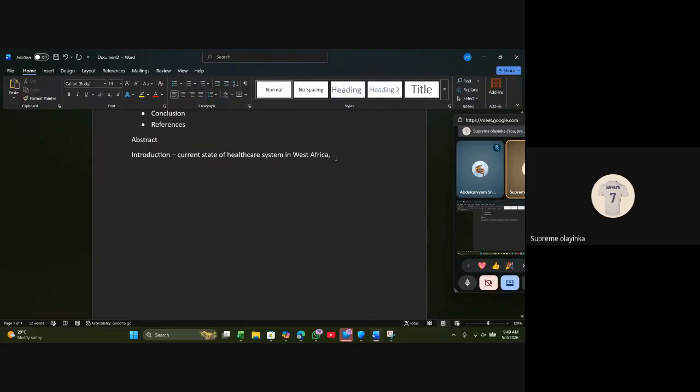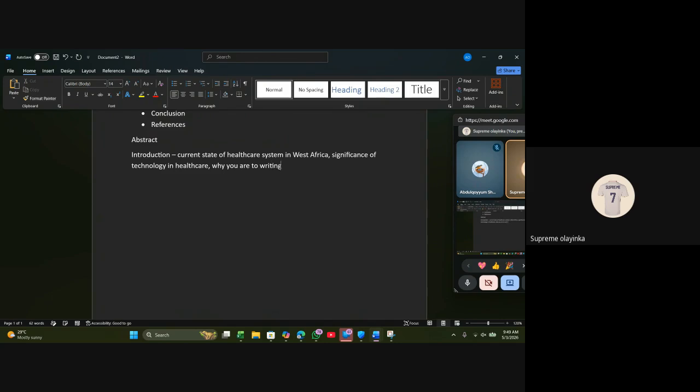Maybe you also want to define the significance of technology in healthcare. Also, you have to give a hook because this is the introduction. Then you tell us why you are trying to write this research paper and the research gap it will fill.